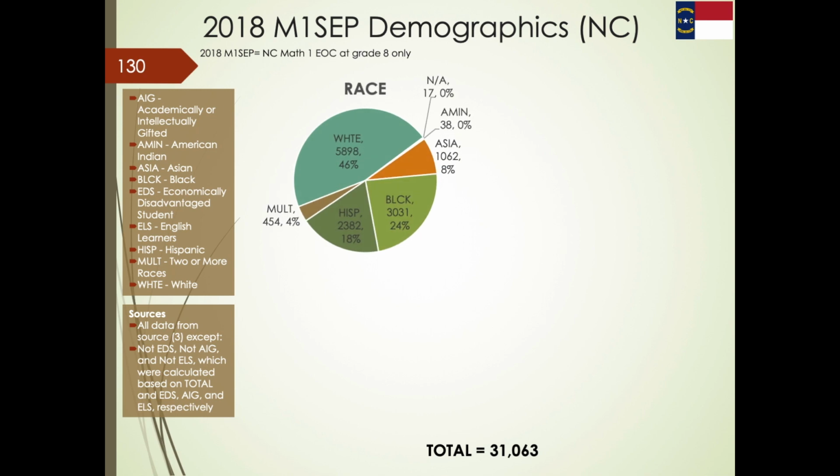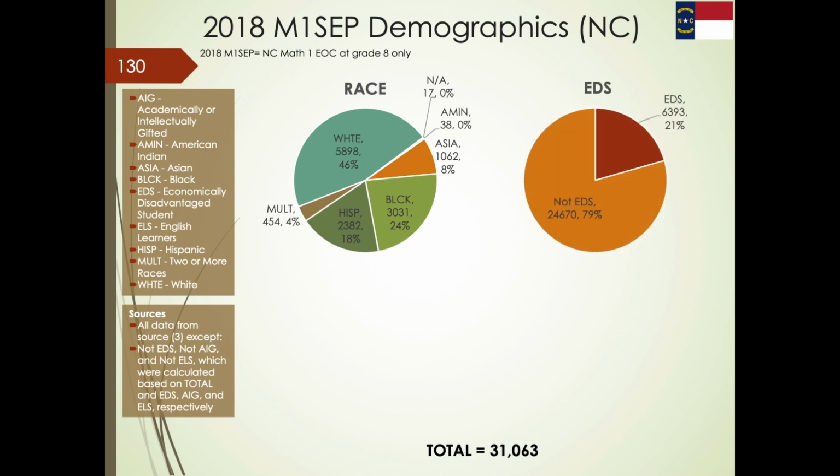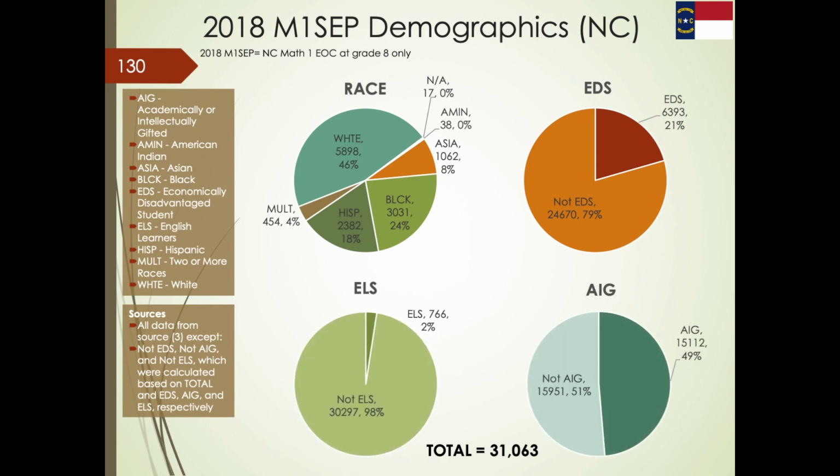All right, so let's take a look at each of these here. So this is the 2018 M1 SEP demographic. I'm going to show 4 pie charts on each page. So here we have one for race that breaks down the numbers of the different races. Then we have EDS, the economically disadvantaged. Then we have AIG. And then lastly, we have ELS. Then on each page, I also will show the total number of students that are in this particular population for this metric.